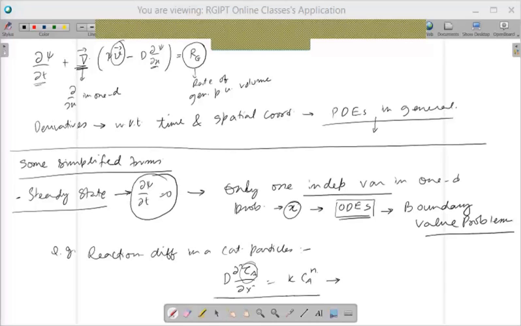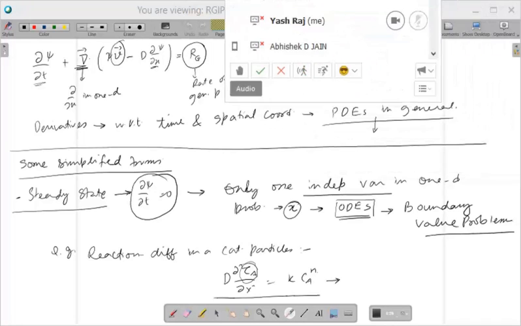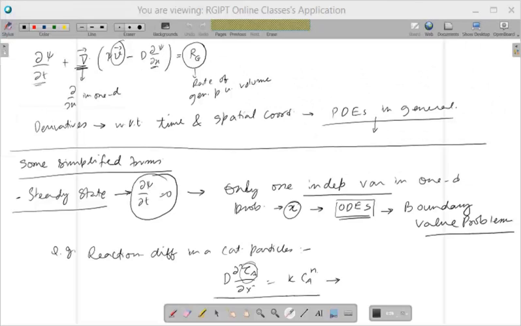Transport of momentum, energy, or mass, which is what we very frequently encounter in engineering related problems. This is the general equation, and the physical meanings of R and D will depend on what quantity psi we are choosing. For example, if I choose psi to be mass, then the generation term would be interpreted as reaction, and D would be basically mass diffusivity.